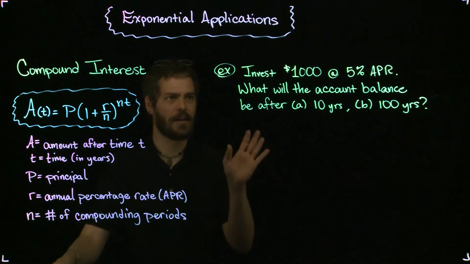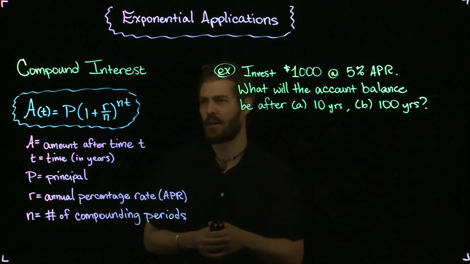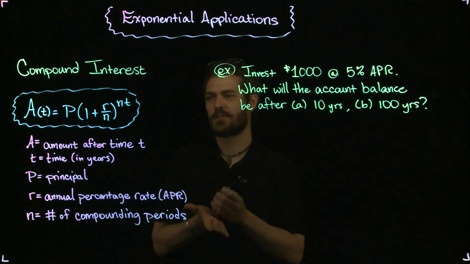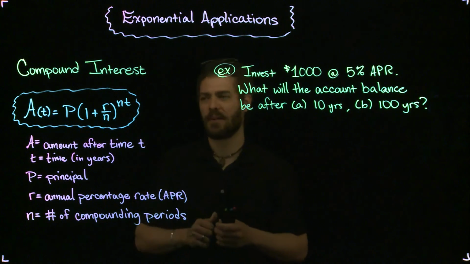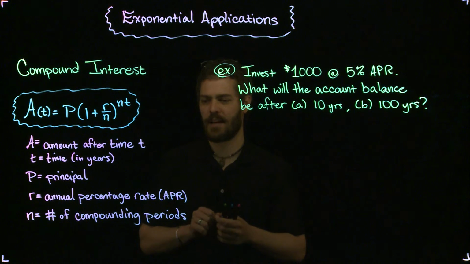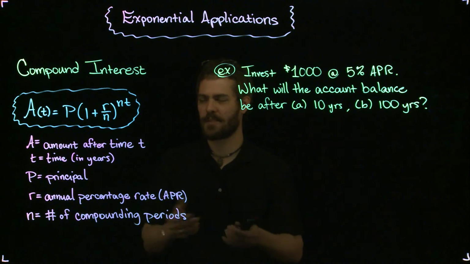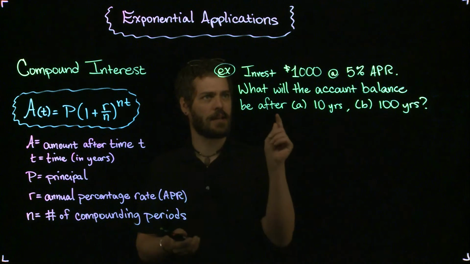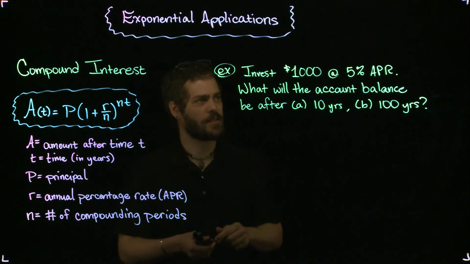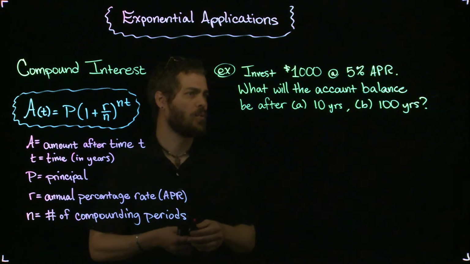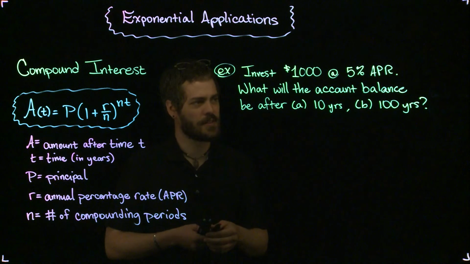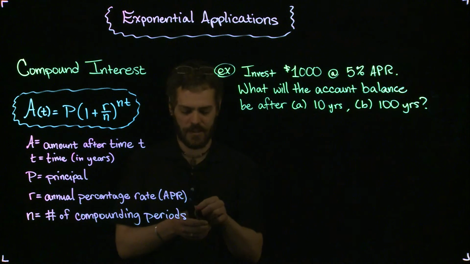So let's go from there with this example and see how compound interest might work. The interesting thing is the exponent in compound interest. This is what blows things up or brings them way down. So let's take a look. Suppose we invest $1,000 at 5% APR. What will the account balance be after 10 years? What will it be after 100 years?